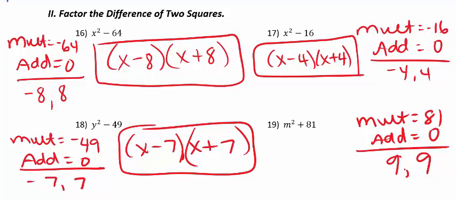This is also not a difference of squares because you can see even though m squared is a square and 81 is 9 squared, we have a plus in the middle and it's not a difference of squares. So this one we cannot factor, and so we say that this is a prime polynomial.